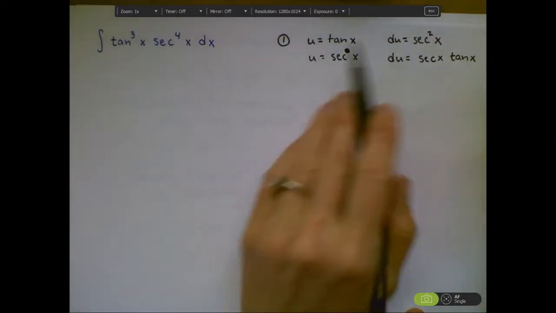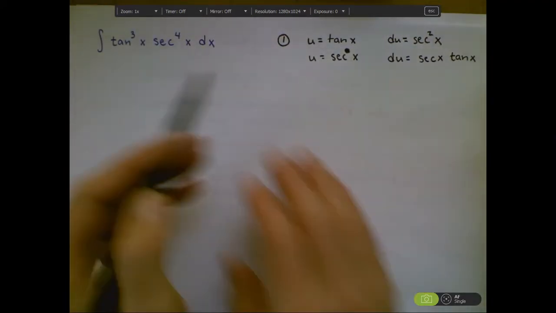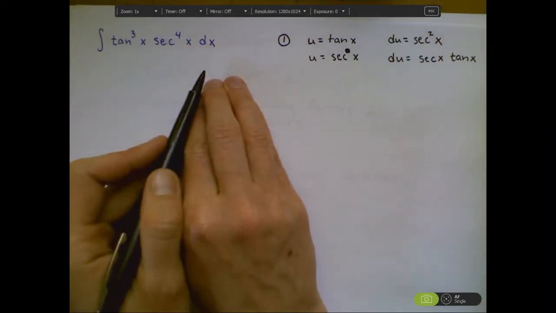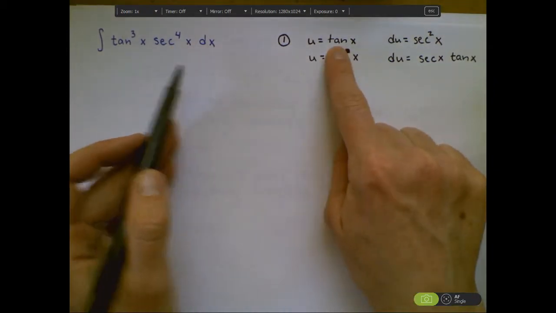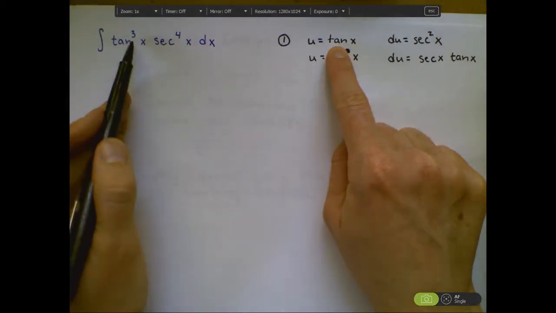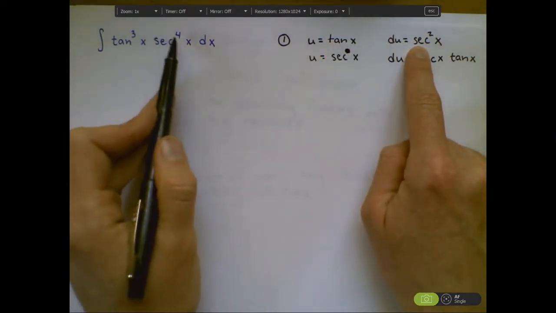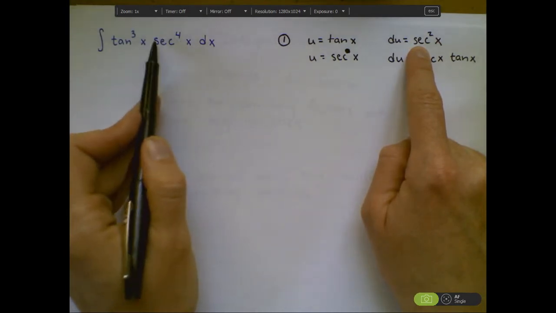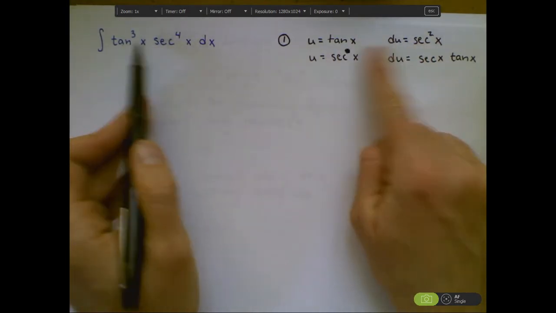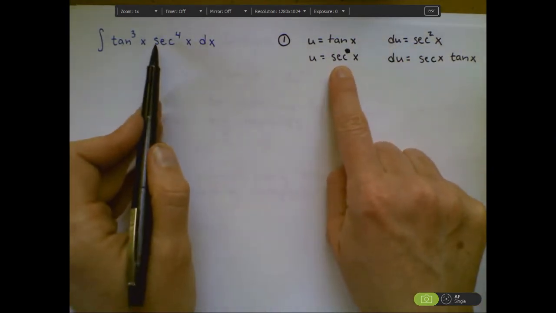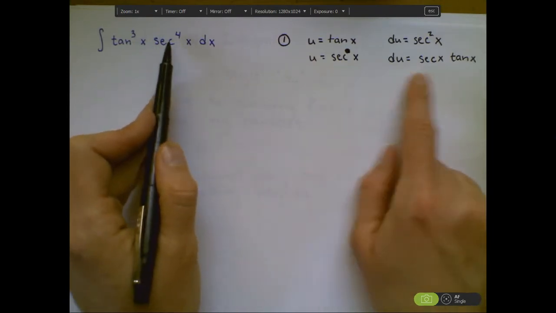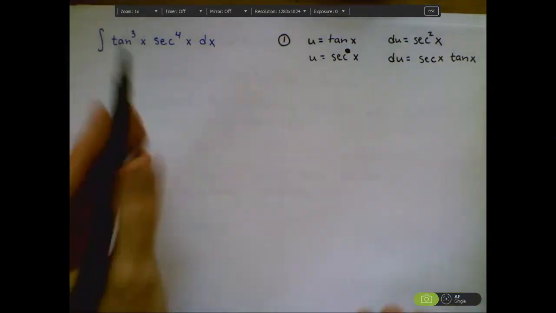So this is one thing that I'm keeping in mind, that I know I'm going to want to pull out something to be my u. Like if I let u be equal to tangent, then the du, I see that I have a secant to the fourth here. Maybe I can make use of that. Similarly, maybe if I set u equal to secant, maybe I have some secant tangents to work with.